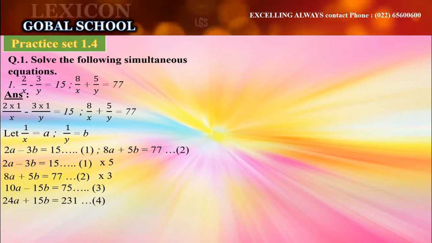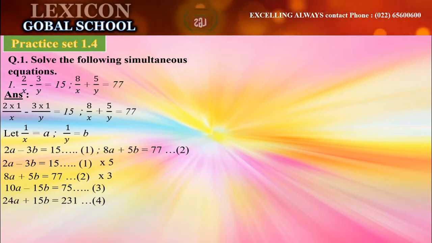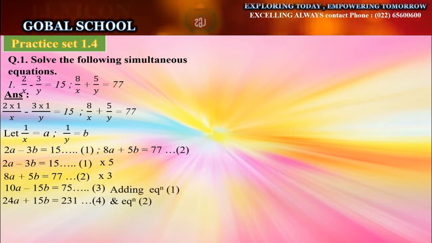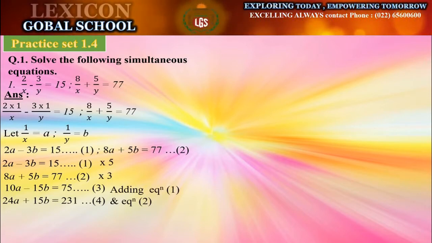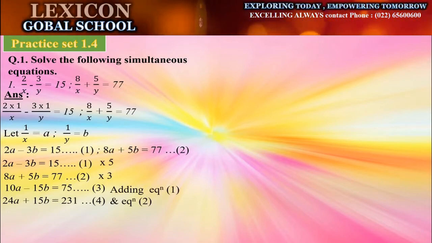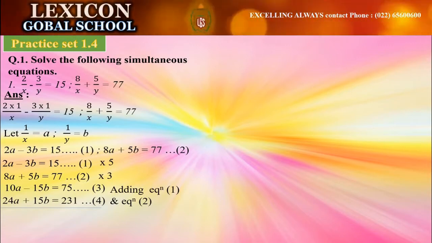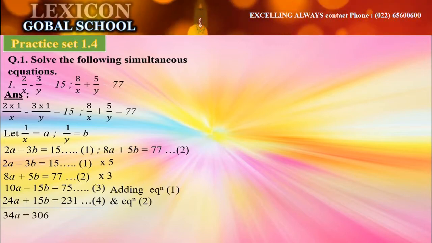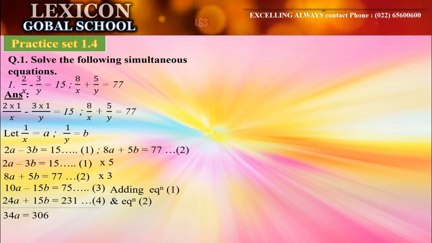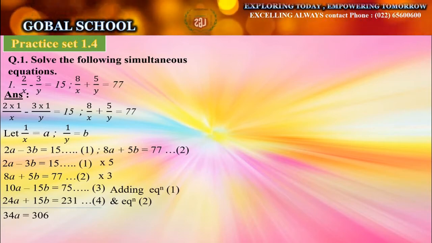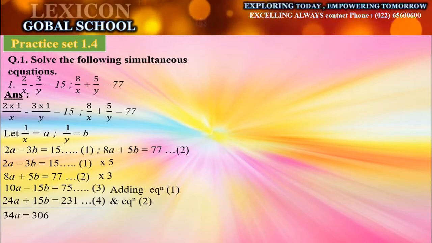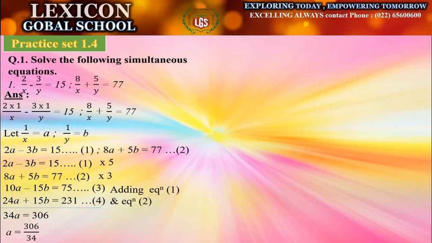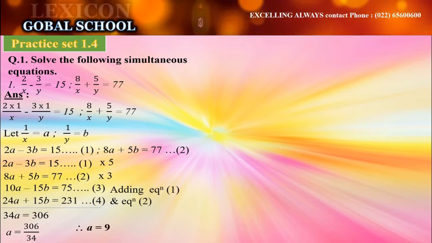Now as you can see, the coefficients of b are the same and having opposite signs. So we can carry on the operation of addition. So we are going to add the two equations. When we add them, your b variable gets eliminated and you are left with 10 plus 24a, that equals 34a. 75 plus 231 will give you 306. To find the value of a, 306 would be divided by 34 and we get the value of a as 9.